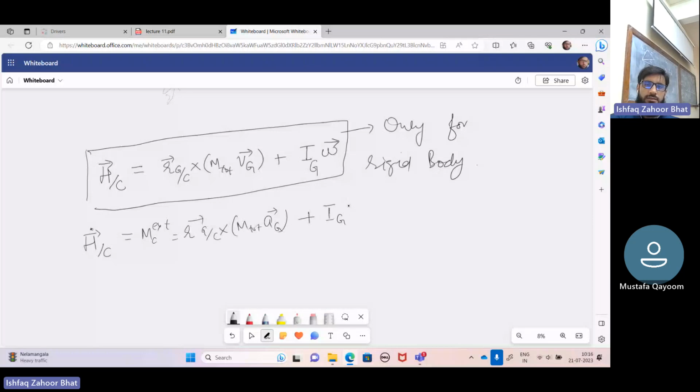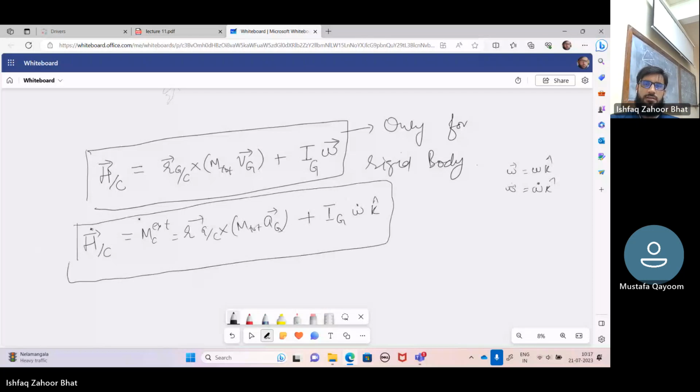And what is this omega? Omega is nothing but omega times k. What will be omega dot? It will be omega dot times k. This is for 2D. Actually, these equations are in general true. You can write this equation I times omega, and you can write this equation RGC times m total AG plus I.